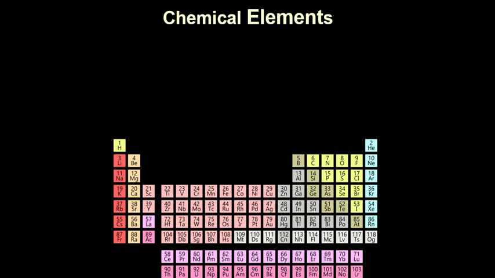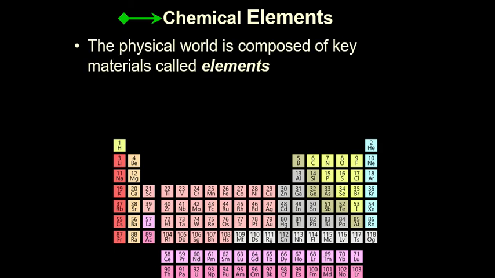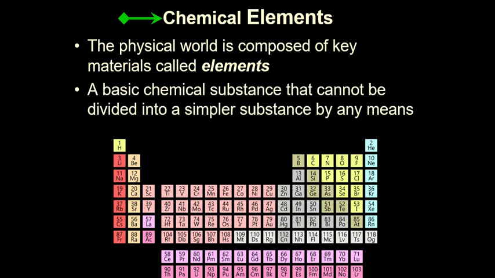So, this is a class about chemical elements. Stuff is made up of chemical elements, and so you should know a bit about them to understand stuff. That's the green arrow. So the physical world is composed of key materials called elements. Elements are a basic chemical substance that cannot be divided into a simpler substance by any means.